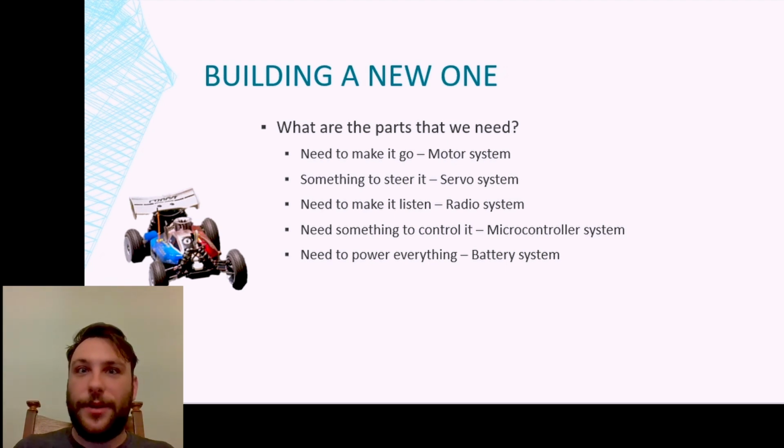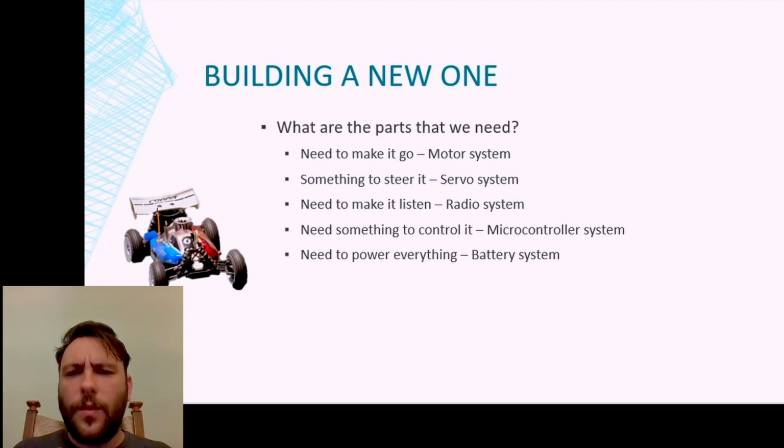We don't want to be having to push everything. We want to be able to be a little ways away and go faster than what we can. So we need to have some sort of radio system to be able to communicate with everything. Next, we need something to be able to control the entire thing, which we're going to be using a microcontroller system for. Finally, you need something to power the entire thing, and so for that we're going to be using a battery system.